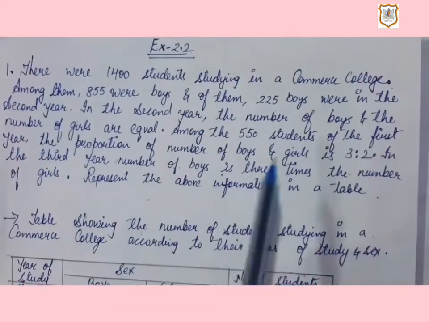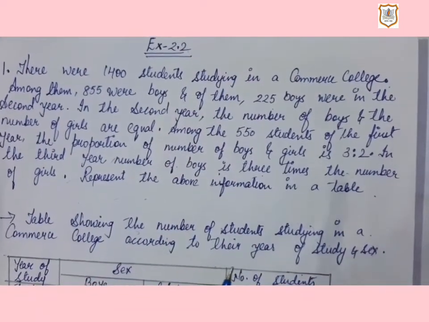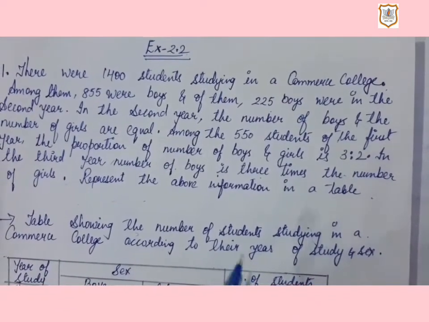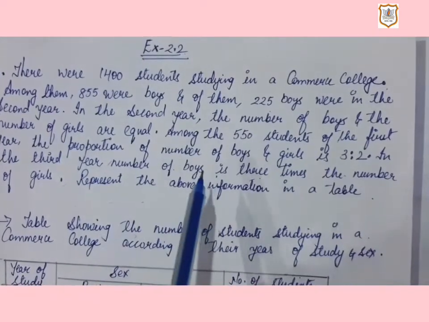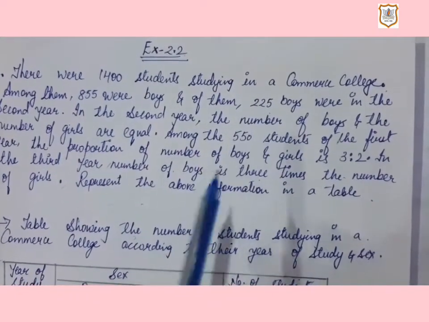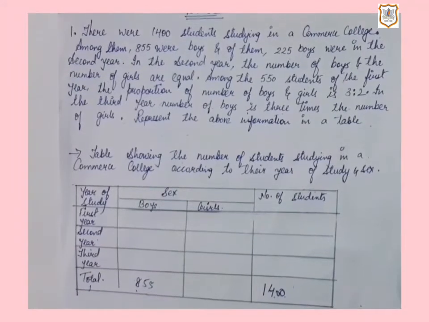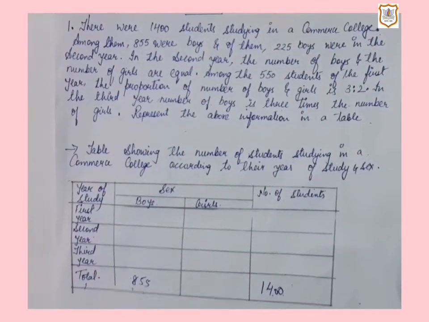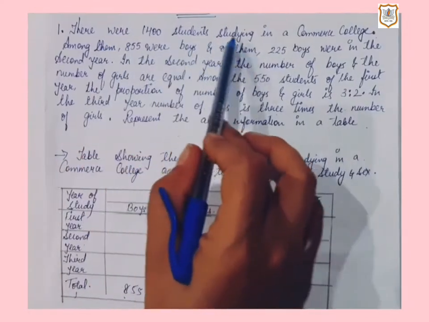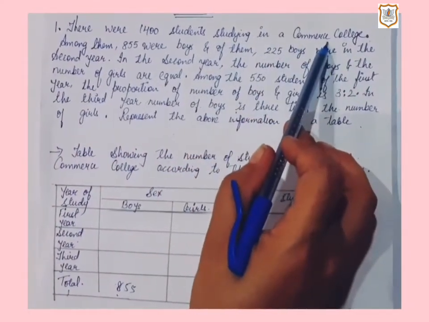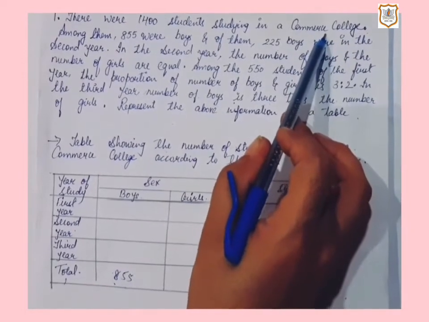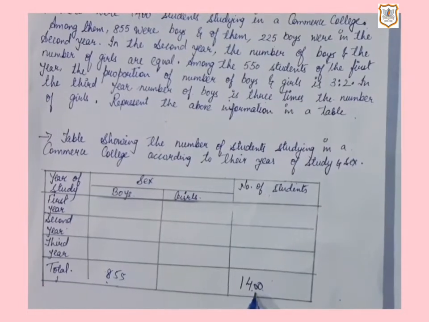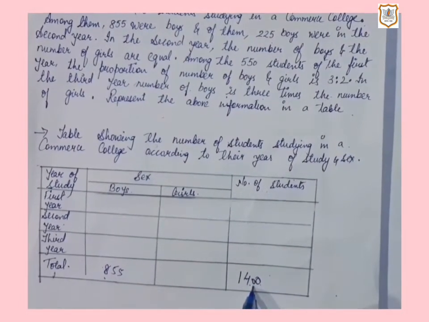Now, in the given data, there are two attributes. One, it's year of study, and second, it's sex of students. So, we will classify them into a table and then we will solve the sum. So, let's read the question one by one and let's note it down. There were 1400 students in a commerce college. That means total students in college were 1400. So this is the column of number of students, this is the column of total. So here I have already written 1400.